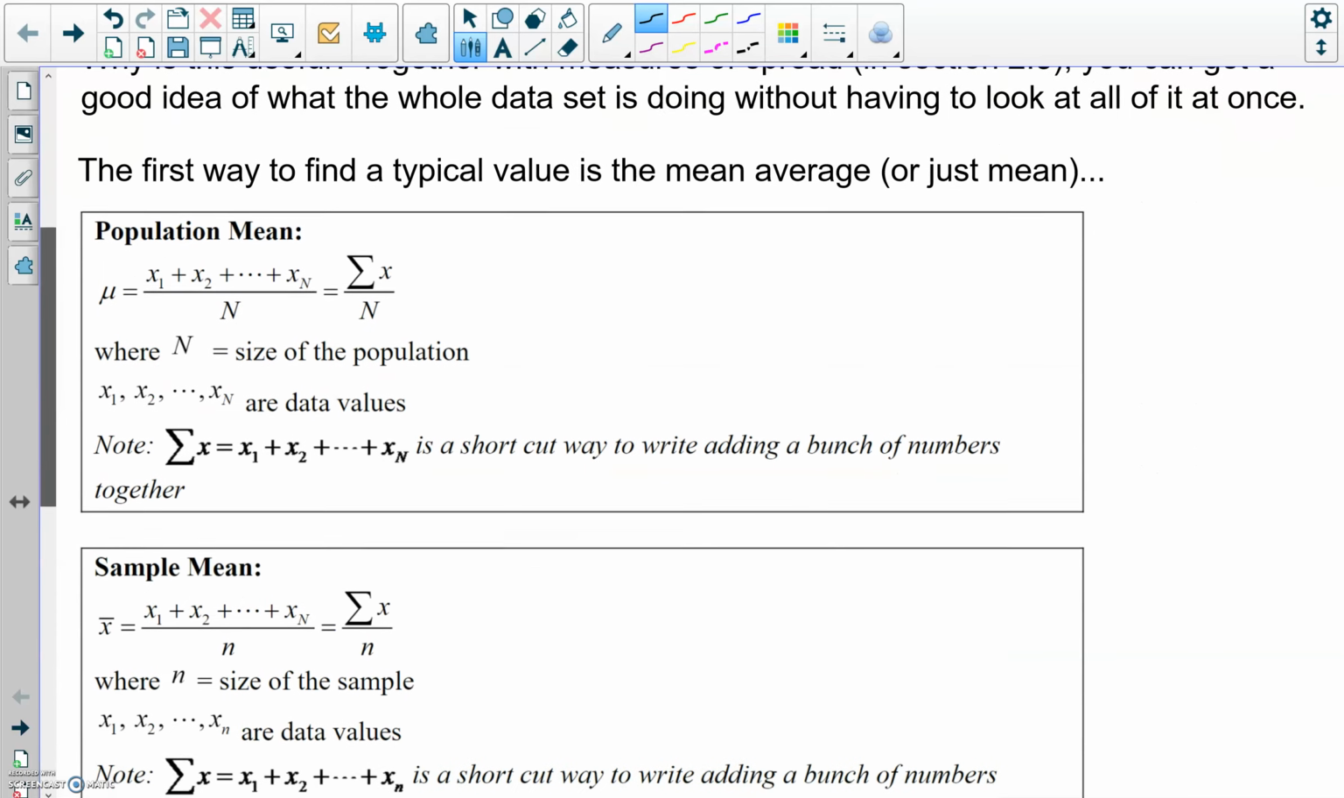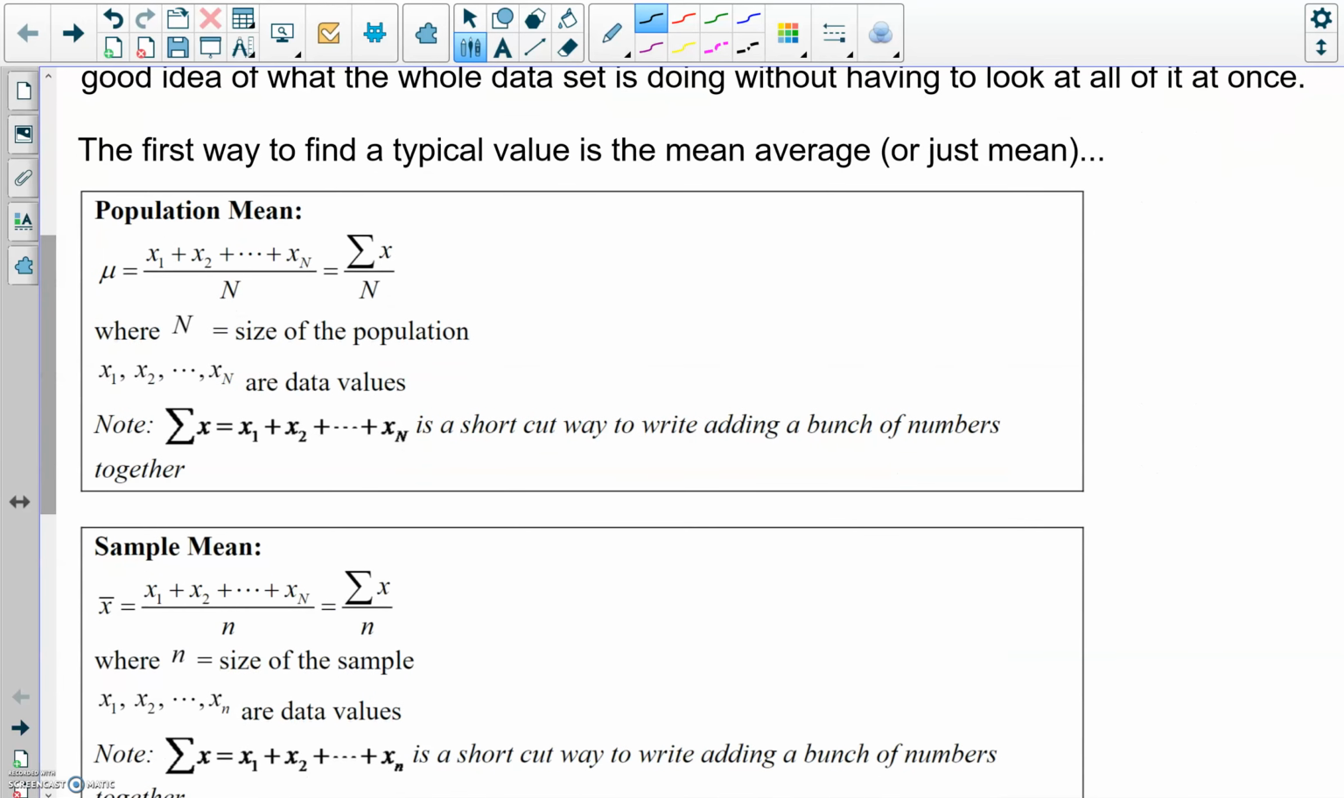So the first way to find the typical value is the mean, average, or just the mean. And if you've done this before, you've added together all the numbers and divided by how many there were. Well, nothing's new here except for maybe the notation. Maybe you haven't seen this before. So a population mean has a very specific notation. It uses the Greek letter mu, and that mu stands for population mean. So anytime you see mu followed by a number, you know in statistics that's a population mean. And that's why they use that symbol.